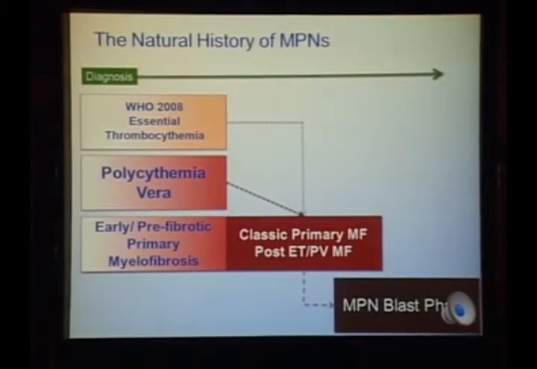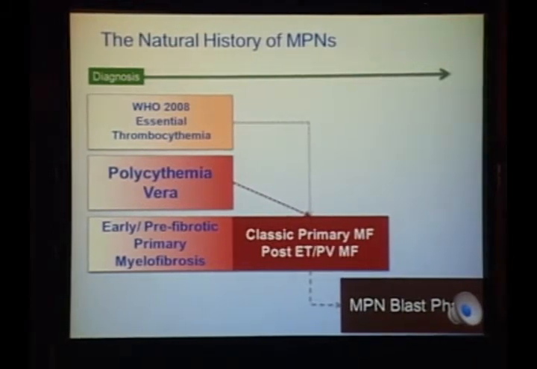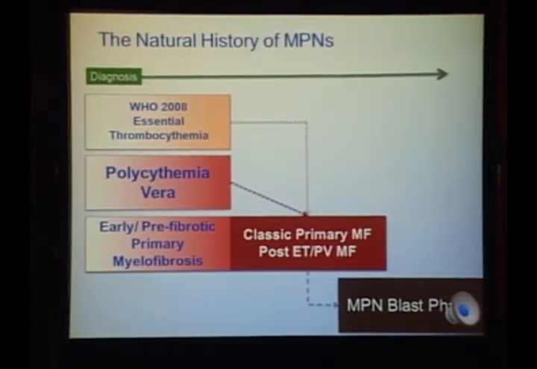Now, the natural history of MPNs are really three groups. One, earlier MPNs, ET, PV, and myelofibrosis. At this phase, we can have symptoms, we have risk of blood clots and bleeding, and the disease can be threatening, but most typically does not limit life. The middle group, those with classic myelofibrosis, whether they started with primary myelofibrosis or progressed, these individuals clearly can have more problematic disease. And finally, those who can transform to acute myeloid leukemia or MPN blast phase.